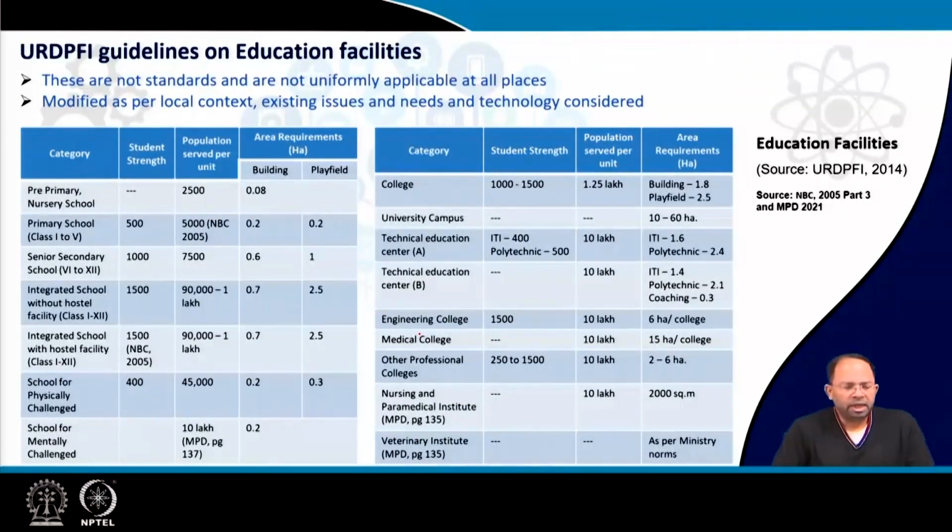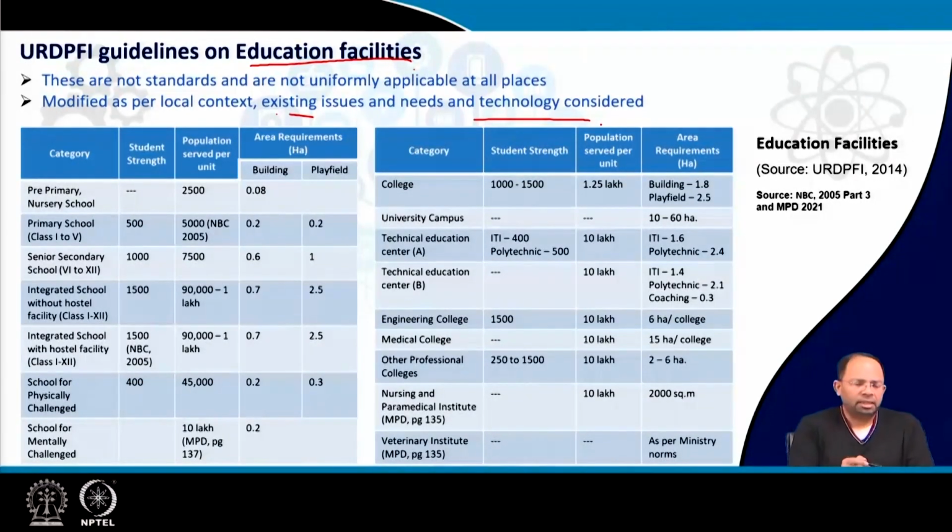Now coming to the URDPFI guidelines on educational facilities, this we have discussed in our previous lecture. These are not standards, but guidelines, and that means that they cannot be uniformly applied everywhere. So of course they have to be modified as per the local context, existing issues of that area, and the needs and the technology that would be adopted. All this determines how many schools, what kind of schools, and what area has to be provided for them.